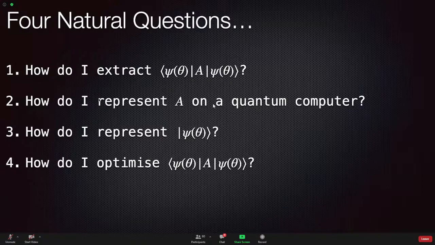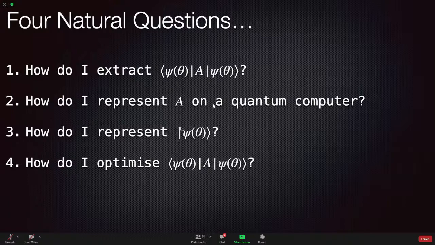The second question I should ask and answer is about the Hamiltonian that I've stuck in. Hamiltonians are not quantum states. Quantum states can be put on a quantum computer. Hamiltonians cannot be put on a quantum computer. What does this question even mean? So how do I represent operators on a quantum computer? This is the next question to ask and answer, because if I don't know the answer to this, then I can't even represent this on a quantum computer.